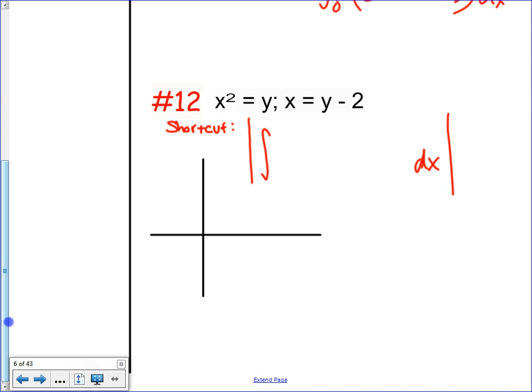What are my bounds? They didn't give them to me. Intersection, no big deal, right? So therefore I can go ahead and set x squared equal to what? What'd I do?